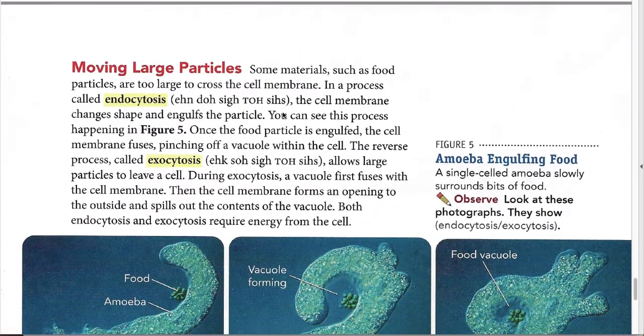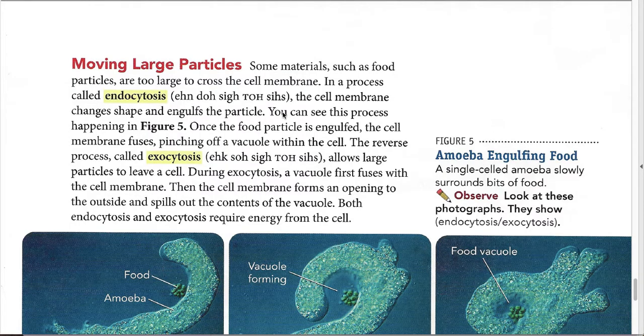Moving large particles. Some materials, such as food particles, are too large to cross the cell membrane. In a process called endocytosis, the cell membrane changes shape and engulfs the particle. You can see this process happening in Figure 5. Once the food particle is engulfed, the cell membrane fuses and pinches off a vacuole within the cell.